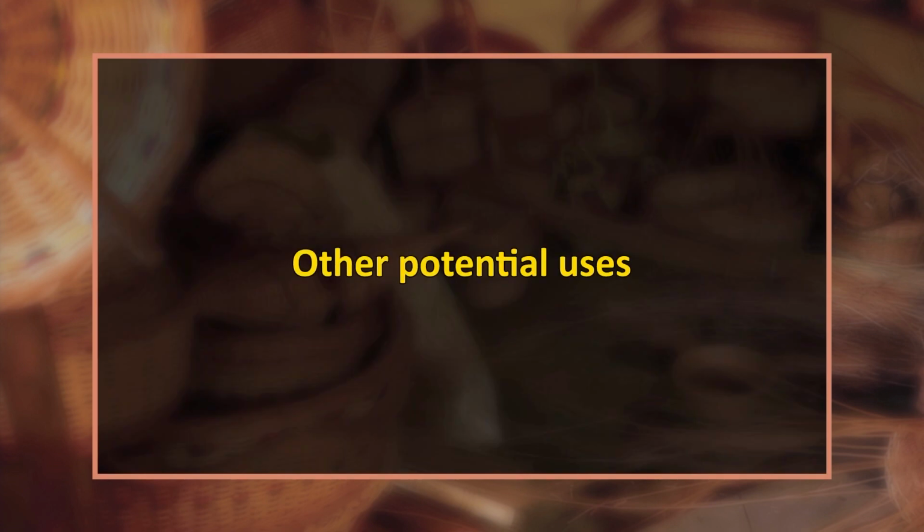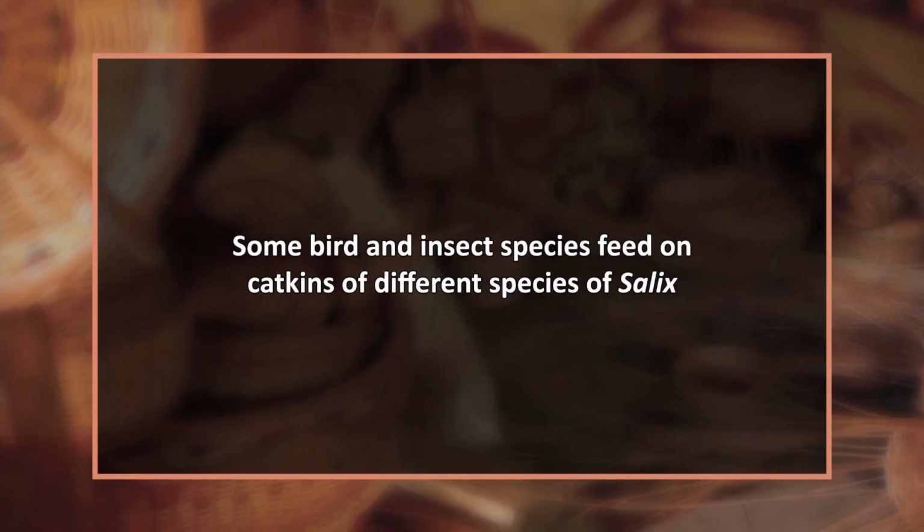Now, let us talk about other potential uses of willow. Both wild and cultivated willow plantations provide rich habitat and food for diverse organisms. Around 450 species of insects are associated with willows, and a large number of invertebrate herbivores, from aphids to caterpillars, feed on willows, which in turn support a large food web of higher trophic level organisms, especially birds. Some bird and insect species feed on catkins of different species of Salix.